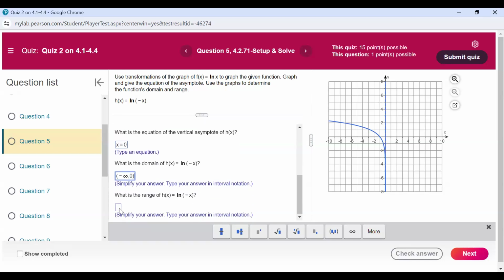And then the range is, because it goes down towards the negative y values and continues going up to the positive y values, negative infinity to infinity. And actually, it's negative infinity to infinity. The range is that for all logarithmic functions.